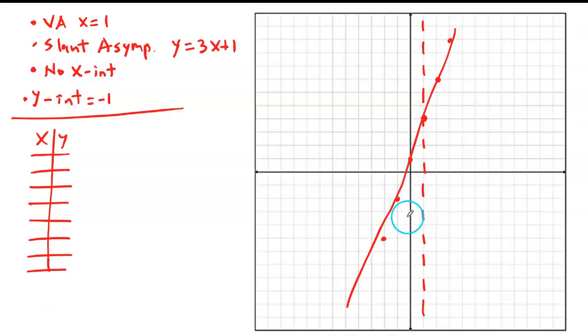Okay, that's supposed to be a straight line going through this, right? And that's my slant asymptote. I'm sorry about that, guys. So this is my slant asymptote.